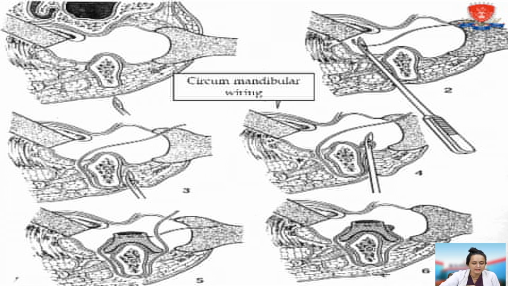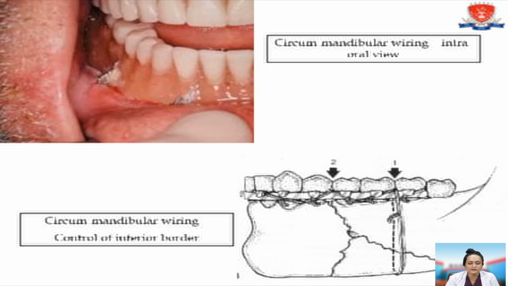This is clearly shown in the picture. In the third step, you come out and then you put the splint there, do this bilaterally, and then you tighten the splint with the wire. So this is circummandibular wiring. This is the clinical picture of a circummandibular wiring.